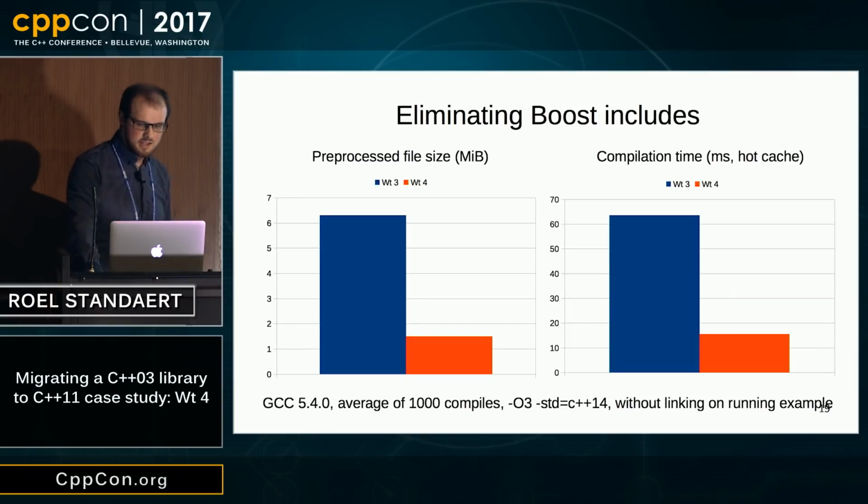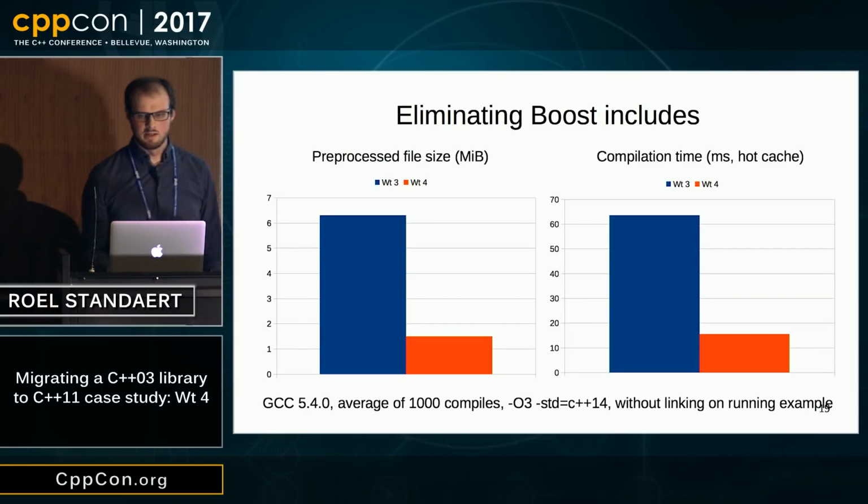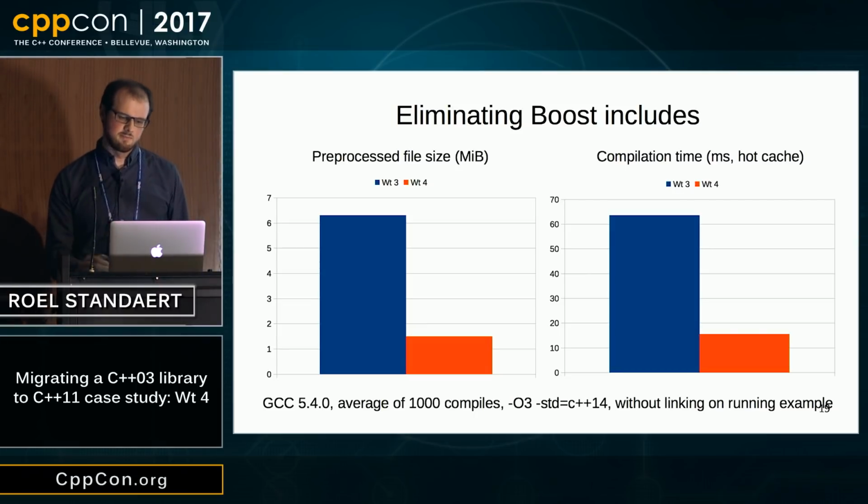And also, one of the effects is, now that we eliminated the Boost includes, we could really speed up our compilation times. So this is on this example that I showed you. So it's mostly really showing this overhead. And now the preprocessed file size is just a fifth of what it was before. And compilation time has also gone down by a fifth.